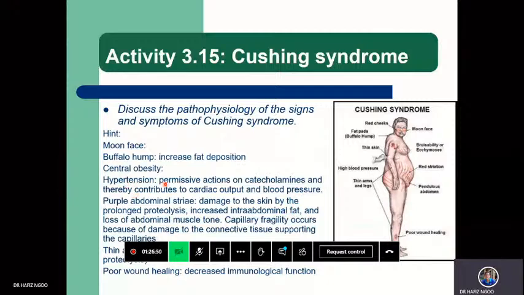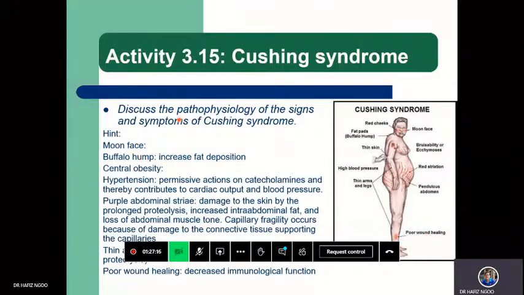Then you have hypertension, purple abdominal stripes. So all this striation is damage to the skin by prolonged high cortisol. That's why abdominal fat basically increases. And then you have poor wound healing because of a decrease in immunological function. It means the wound that they have basically heals poorly.